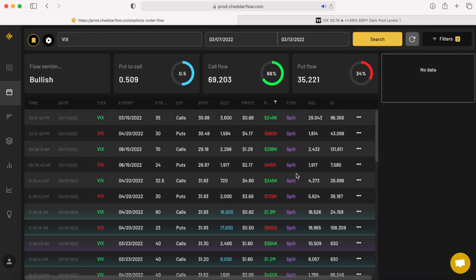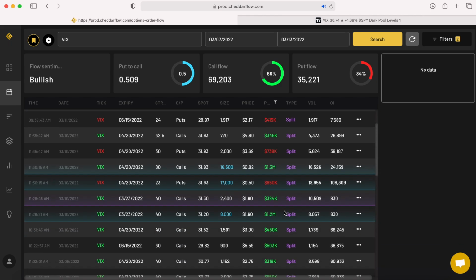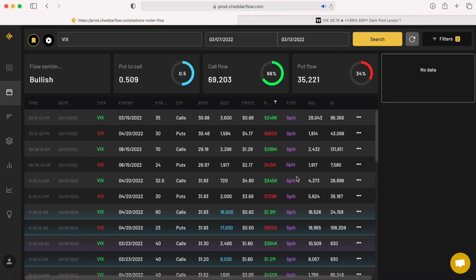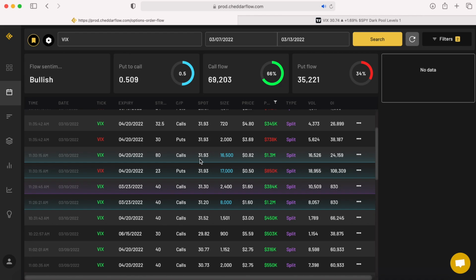So basically, for the prints that I looked at with the filters on there, we have a 66% call flow to 34% put flow. And there are some very interesting prints that came on the tape that caught my eye. The first one being this 80 call for the end of April with 1.3 million in premium. This one is very interesting because 80 is very far out of the money.